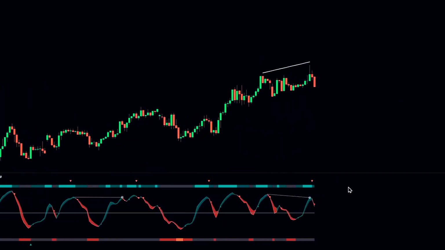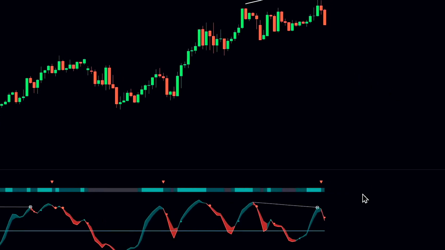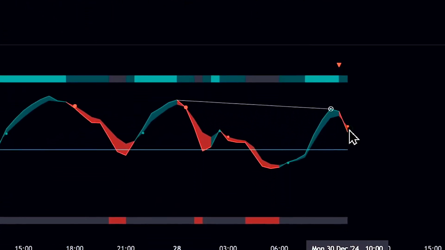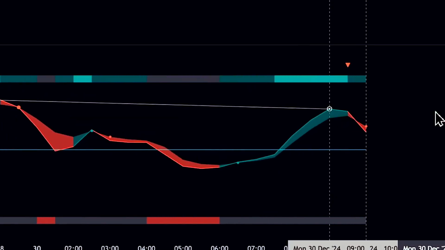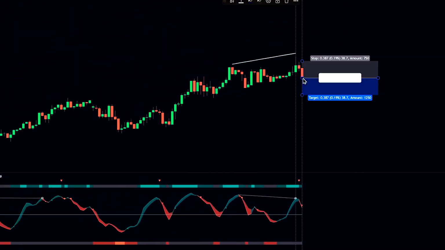For a short trade, flip it. Confirm a bearish divergence where the price makes a higher high, but the oscillator makes a lower high. Check for an overbought market with a bright green level, and look for a red bearish reversal signal between the divergence dot and the signal line's end dot. Go short, set a stop loss above the recent swing high with some room, and target your desired risk-to-reward ratio.